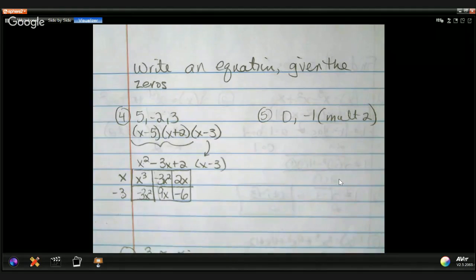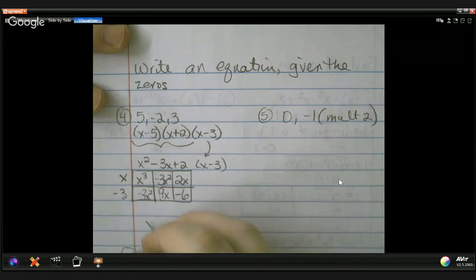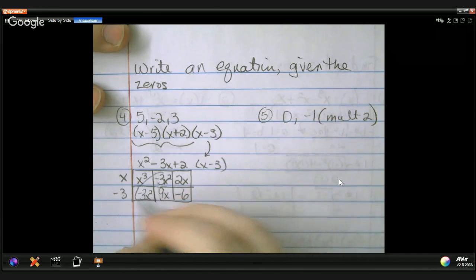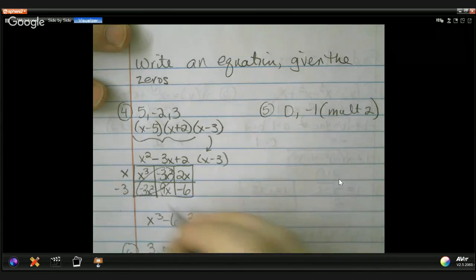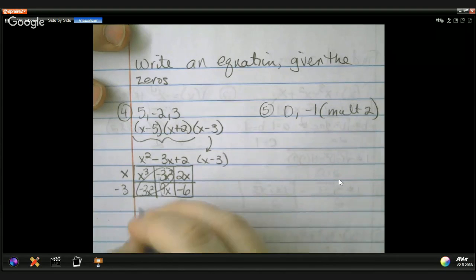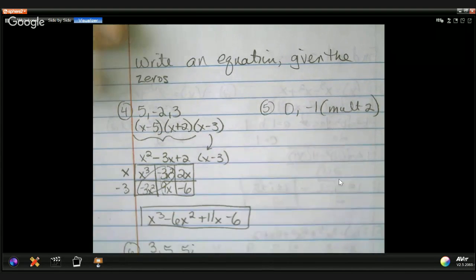So now I have to combine my terms. I have an x to the third, a negative 3x squared, and a negative 3x squared is a negative 6x squared. 9x and 2x is 11x, and negative 6. And there it is.